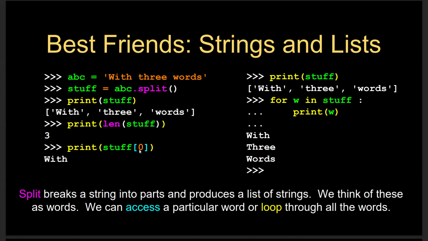Next one, print stuff of 0. So what is stuff of 0? Index 0 is the first word, index 1 is the second, index 2 is the third. So stuff of 0 means the word present at index 0, so it printed that word. Next one, print stuff. If you print stuff, it will print the list with three words. So that is what is happening here.